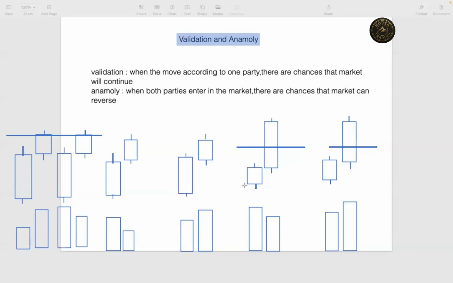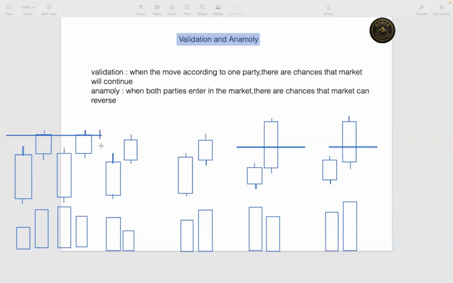So it's important to understand validation and anomaly. If you see a series of candles, you have to know that we are talking about anomaly and validation when we have the same color candle. The color should be the same, not different candles. You cannot compare validation and anomaly with different colors. Okay, not buyers and sellers candles together. No. So let us take this example.